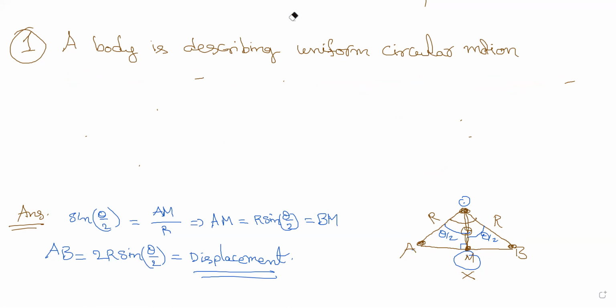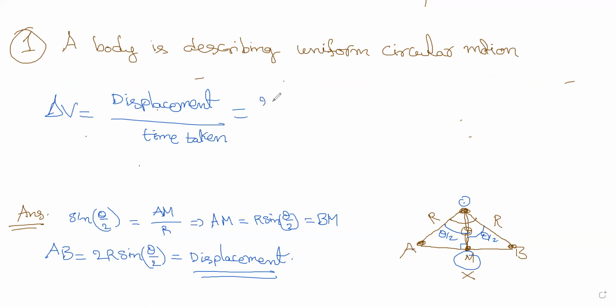Now how to find change in velocity? Change in velocity delta V is nothing but displacement divided by the time taken. What is displacement? That is simply 2R sin theta by 2, whole divided by time. So that is 2V sin theta by 2. As simple as that. So this is our delta V.